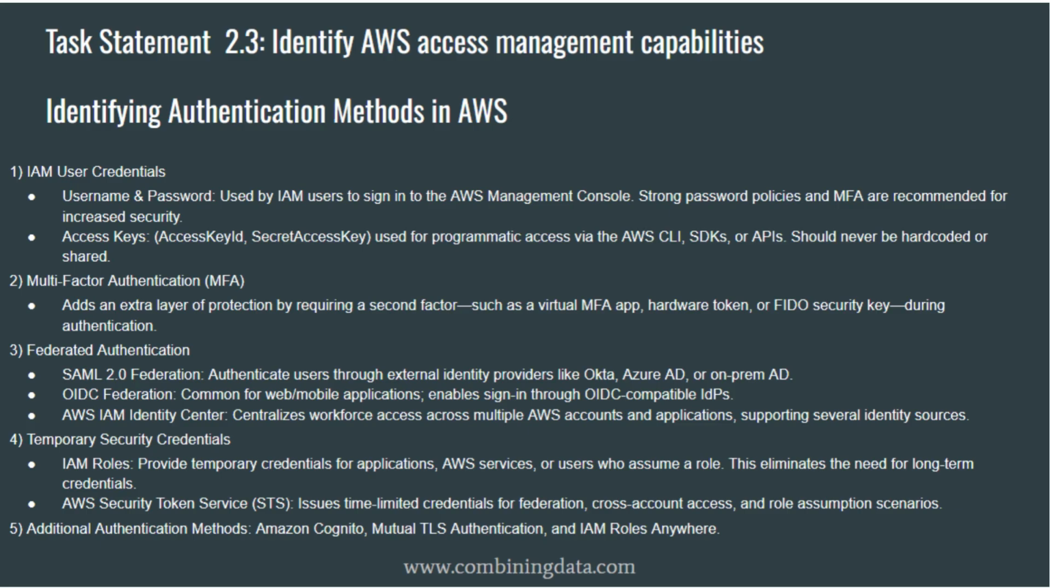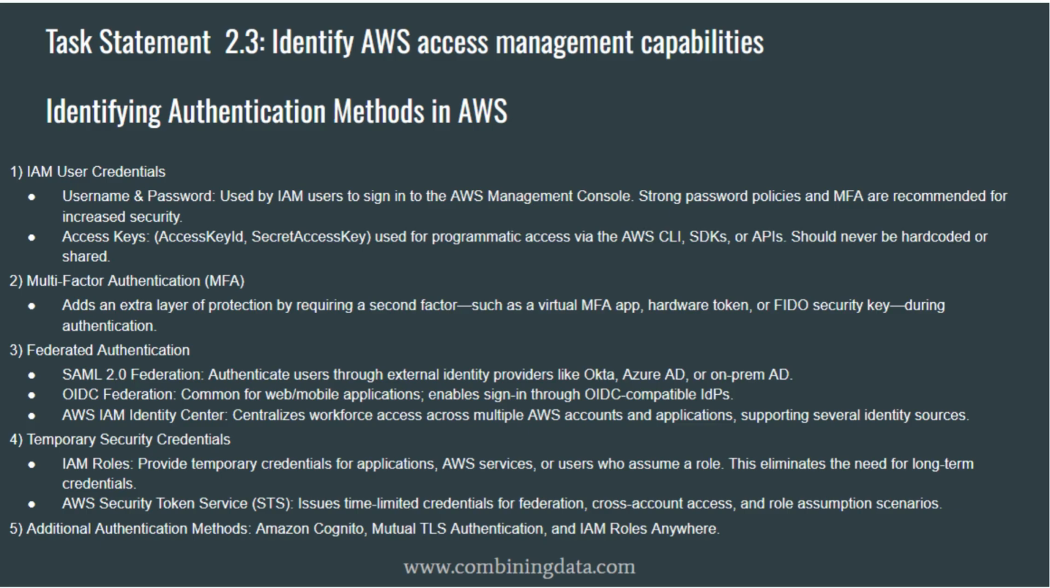OIDC federation is widely used by web and mobile applications, allowing users to authenticate through trusted identity providers using modern OAuth and OpenID Connect flows. AWS IAM Identity Center brings this together by centralizing workforce access across multiple AWS accounts and applications, making it easier to manage permissions, single sign-on, and identity sources in one place.